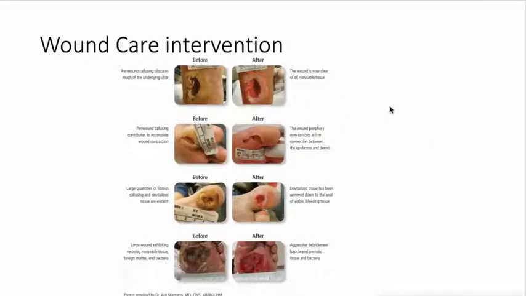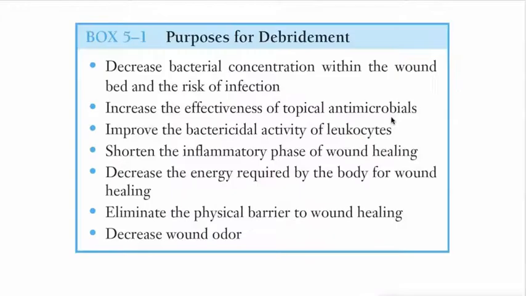So this is looking at different wounds before and after debridement. Very important to look at. Here we see peri-wound callousing, and this allows for more of a connection between the epidermis and dermis. And this gives you a nice idea of how we're going to progress the wound to help it heal.